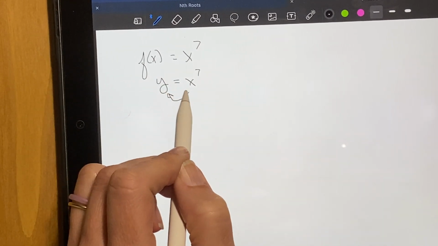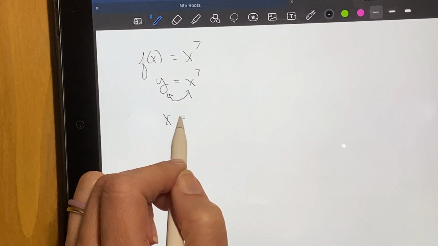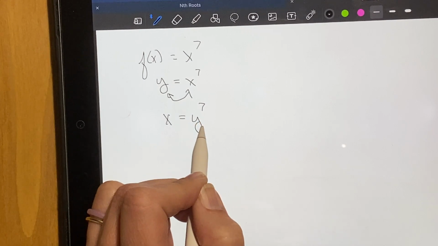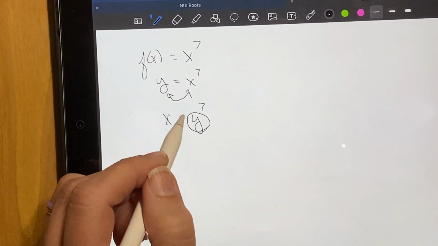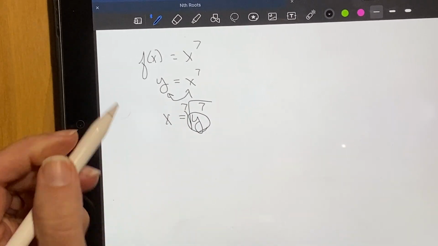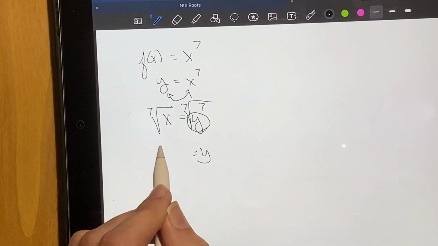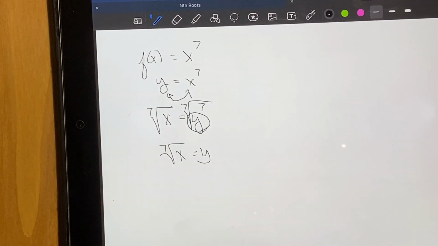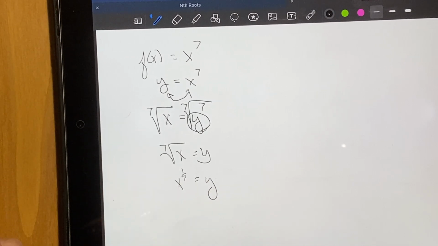To find the inverse, I must swap them. So I now have x is equal to y to the 7th, and I want to solve for y. How do I solve for y? It's raised to the 7th, so I need to take the 7th root. So my y is equal to the 7th root of x. It could also be written as x to the 1/7. I'm fine with either of these. Okay.